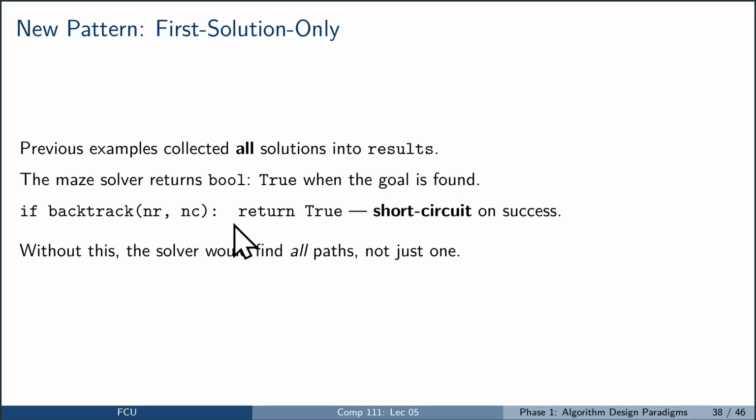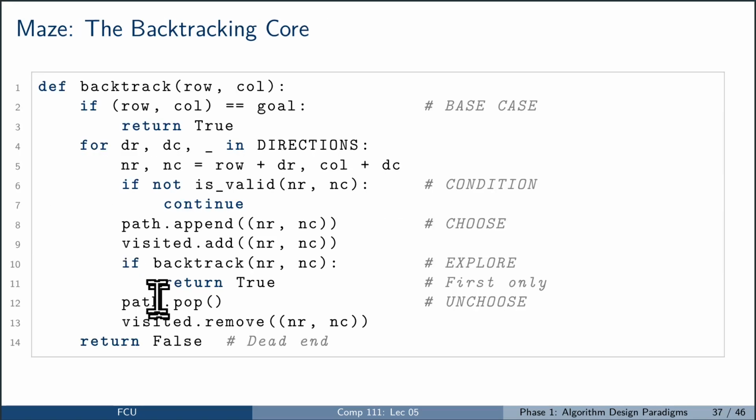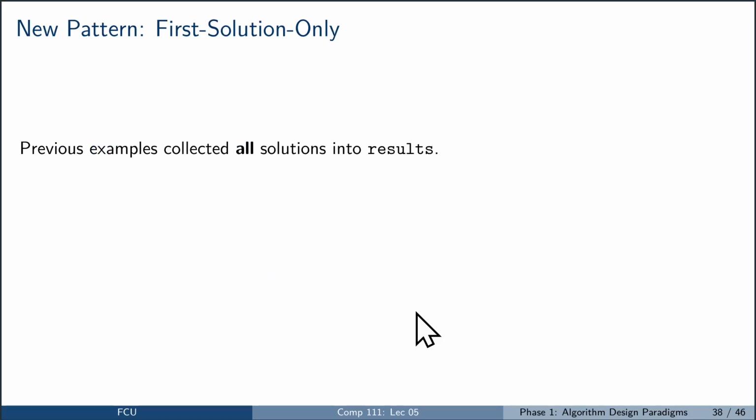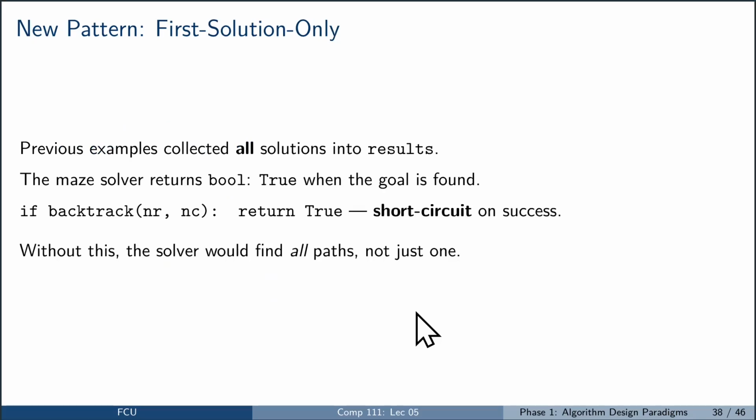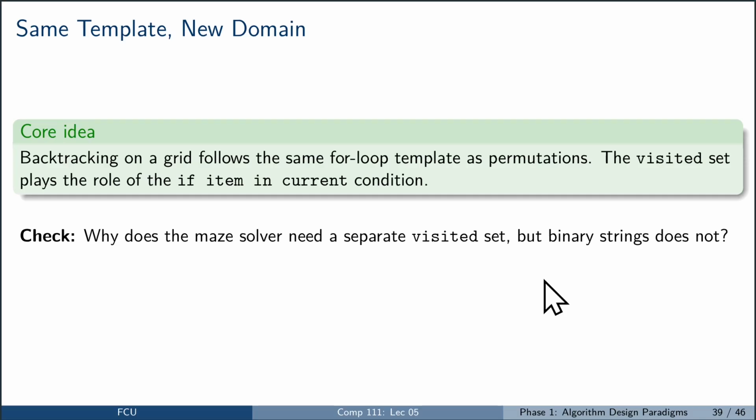But what if we delete this statement? Let me show you the code here. What if we simply remove this condition from line number 10 and line number 11? What happens then? In that case, the solver will find all possible paths, not just one. So that's a very interesting point. But underneath, the template is exactly the same. That's the for loop that iterates over the 4 directions instead of a list of items. And the visited set plays the role of whether an item is chosen in the current solution or not.